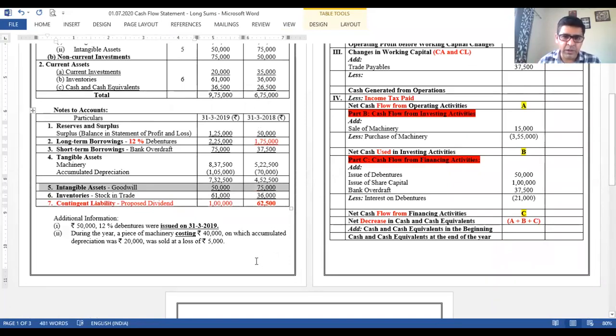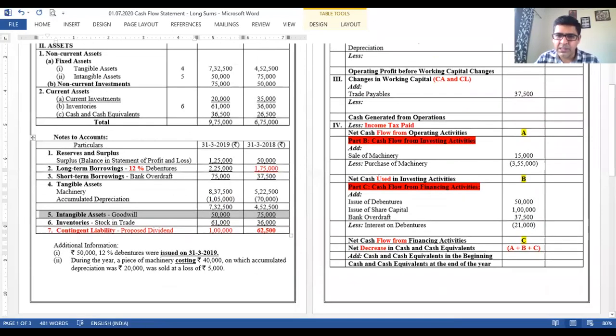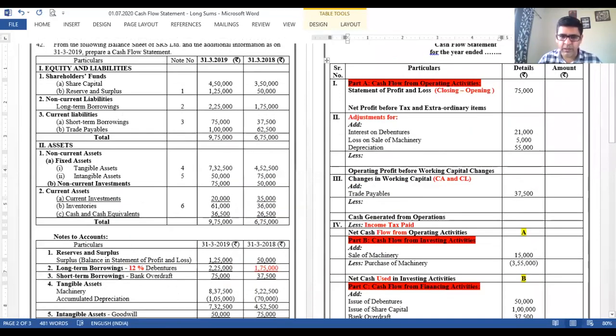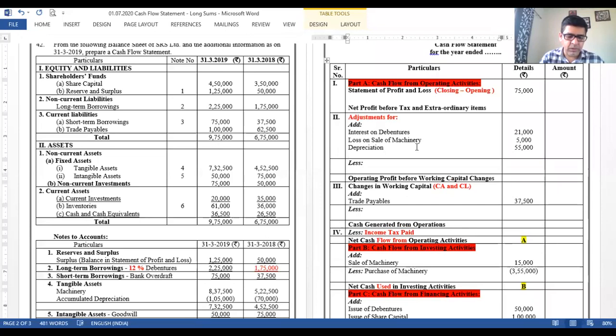Intangible asset has reduced. So any reduction in the value of intangible asset has to be treated as amortization. Goodwill has been amortized. When goodwill is amortized, it's a loss for us. Being a loss, it has to be added over here. Let me write over there goodwill. You can write goodwill written off also or goodwill amortized, anything. The difference in the value of the goodwill is 25,000.